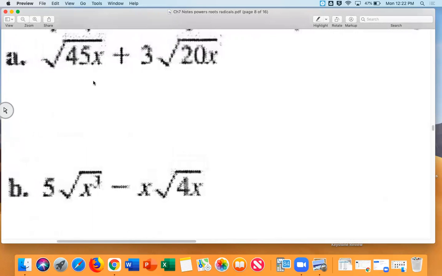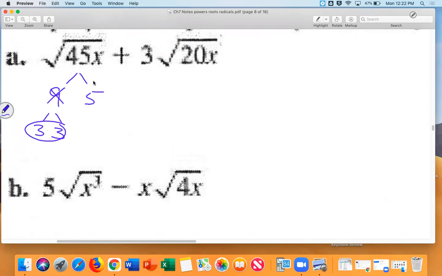So we have the square root of 45x plus 3 times the square root of 20x. Now, Jay, they're not the same, are they? So what I need to do is break them down to actually see if they're the same. The reason I have to break them down is I could have perfect squares in there that I could pull out. Make sense? So Jay, what two numbers go into 45? 9 and 5 is great because 9 can be broken down to 3 and 3.